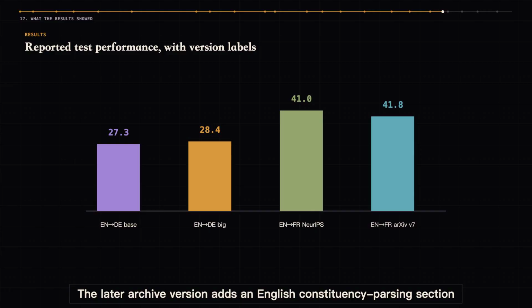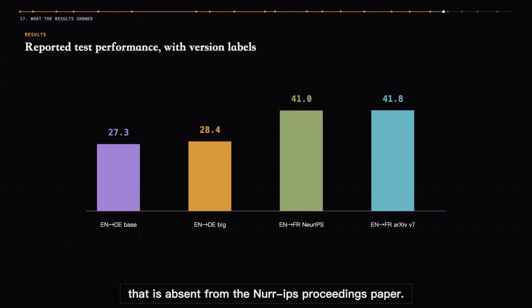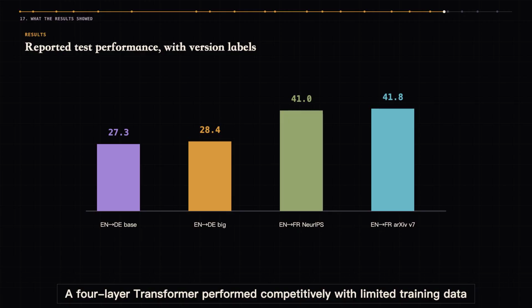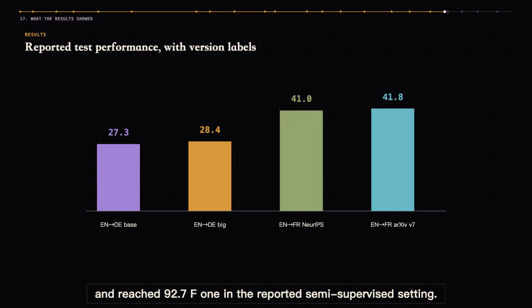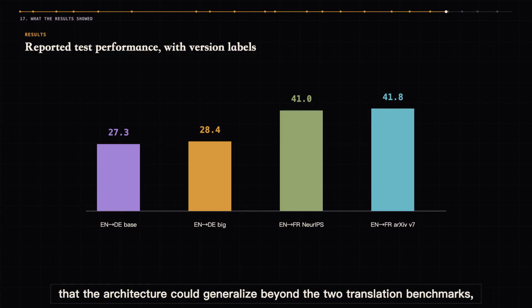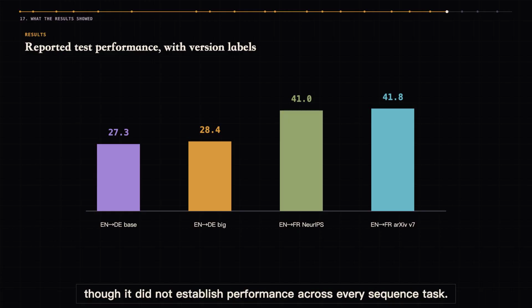The later archive version adds an English constituency parsing section that is absent from the NeurIPS proceedings paper. A 4-layer transformer performed competitively with limited training data and reached 92.7 F1 in the reported semi-supervised setting. This experiment supported the claim that the architecture could generalize beyond the 2 translation benchmarks, though it did not establish performance across every sequence task.